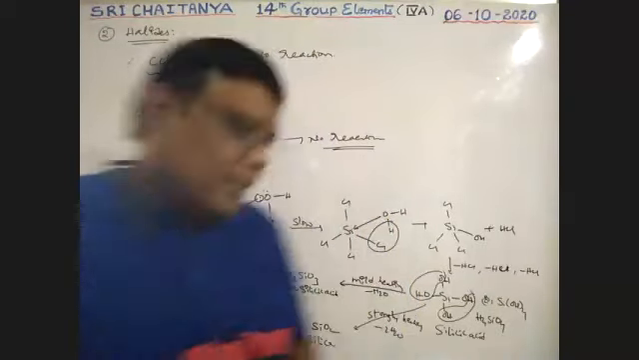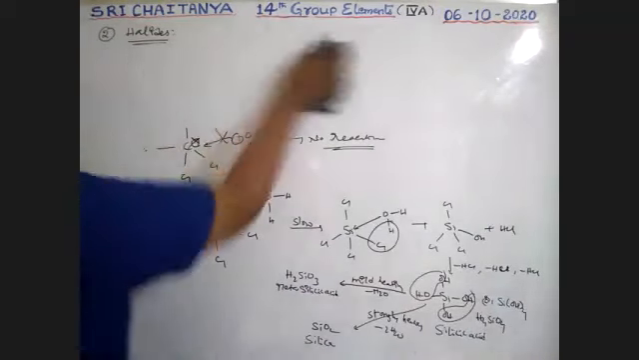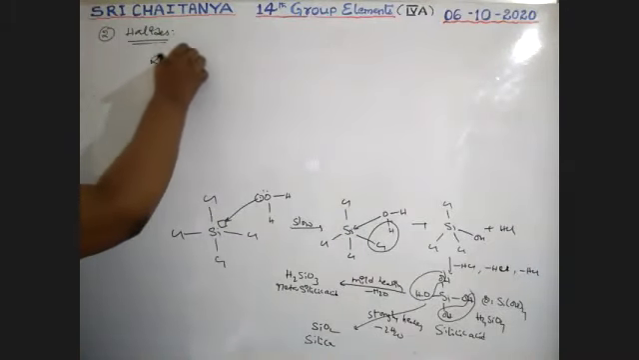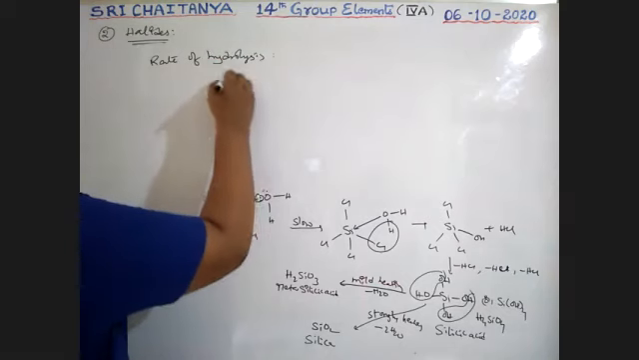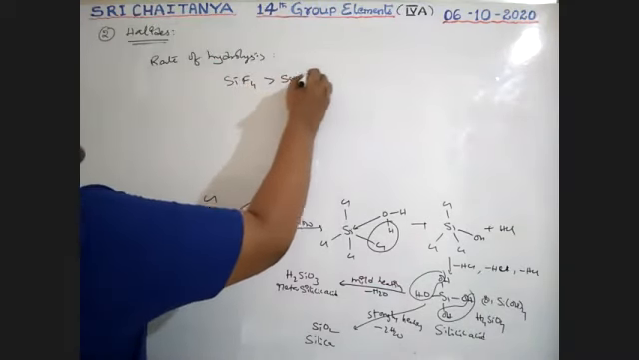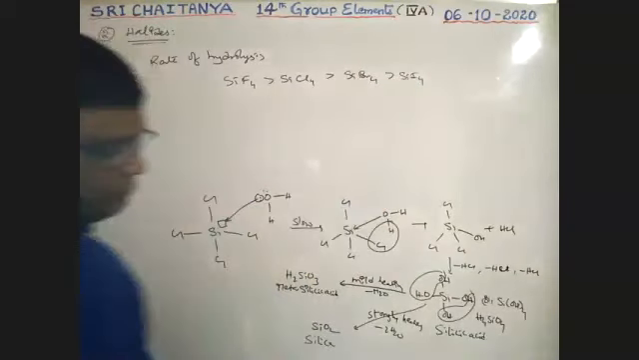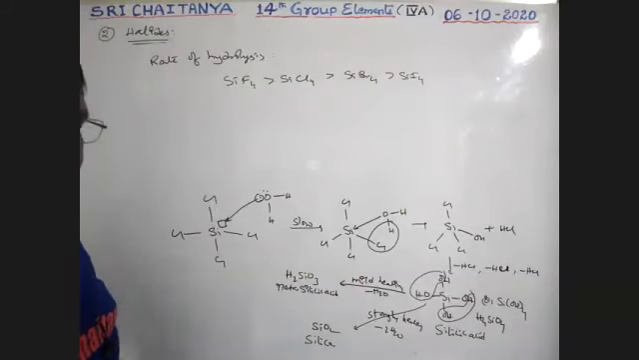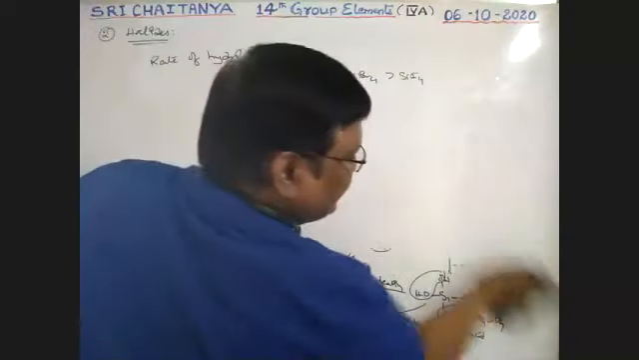The rate of hydrolysis in silicon compounds is SiF4 greater than SiCl4 greater than SiBr4 greater than SiI4. So it is very, very important. It is the order of rate of hydrolysis. Next, the reaction of SiF4.